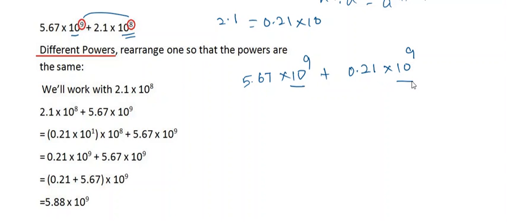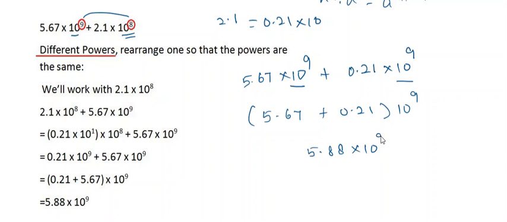Now 10 power 9 being common, you can take GCD. So 10 power 9 times 5.6 plus 0.21. Now you'll get 5.81, and then 5.81 into 10 power 9. So that is the easiest way you can get. Okay, so the same thing can be applied in the case of minus also, subtraction also.